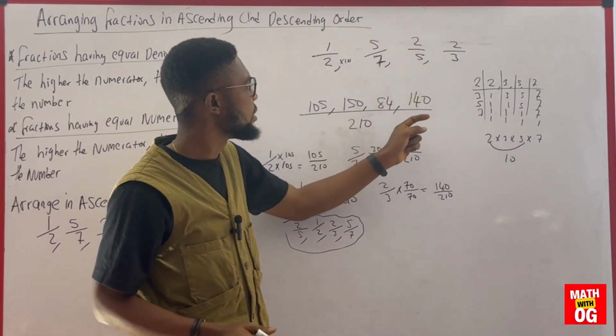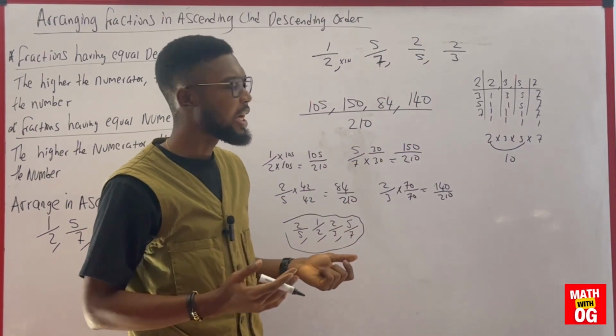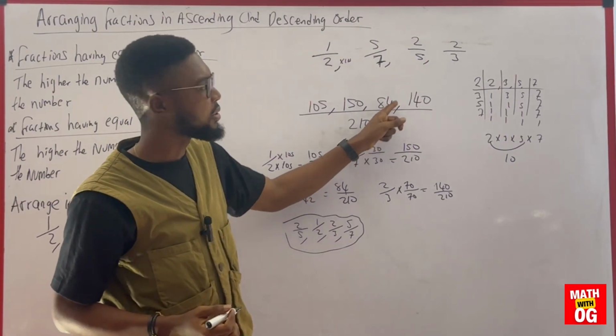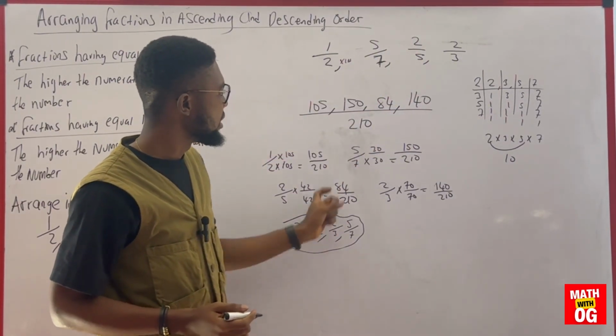Lastly, 2 over 3 is 140 over 210. Now that we've done that, then I can say the smallest number is 84. And what is 84 standing for? 2 over 5. The next is 115.